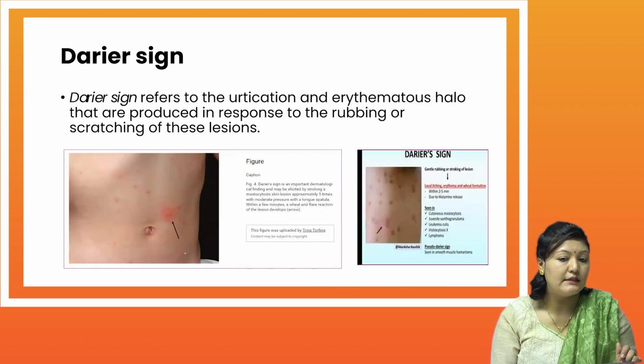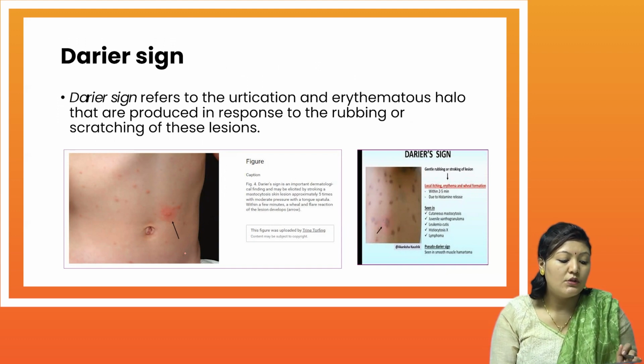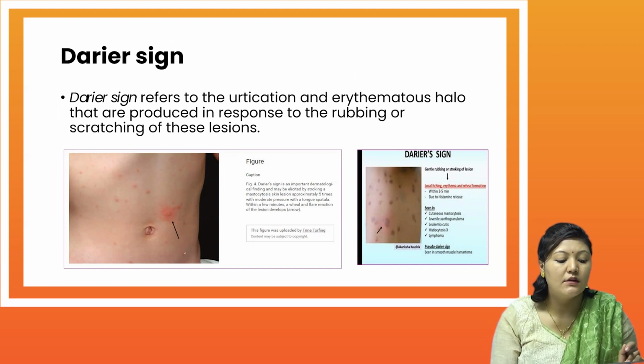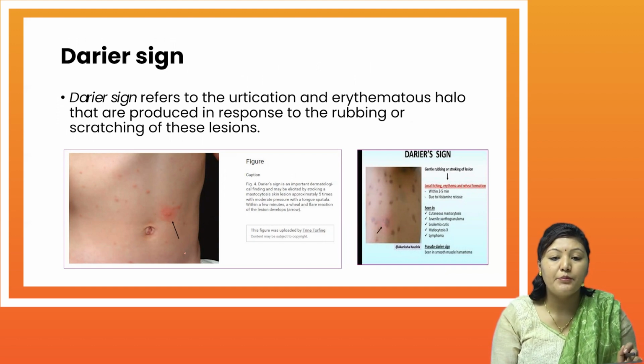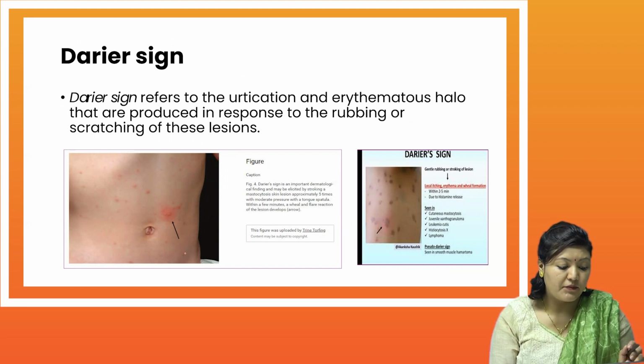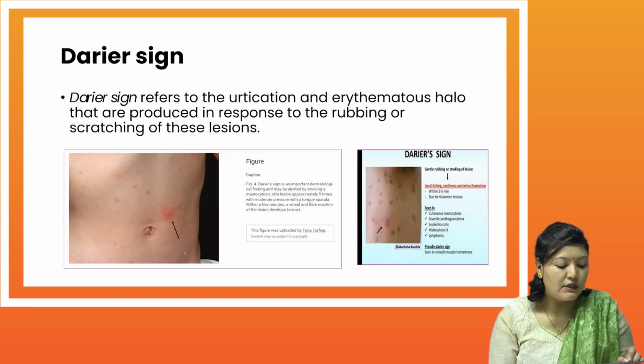Darier's sign is seen in case of cutaneous mastocytoma, and also it can be seen in juvenile xanthogranuloma and histiocytosis and lymphoma also. So what is Darier's sign? It refers to the urtication and edematous halo that are produced in response to rubbing or scratching of this lesion. So here in the photo, this I have taken from an article published in ResearchGate.